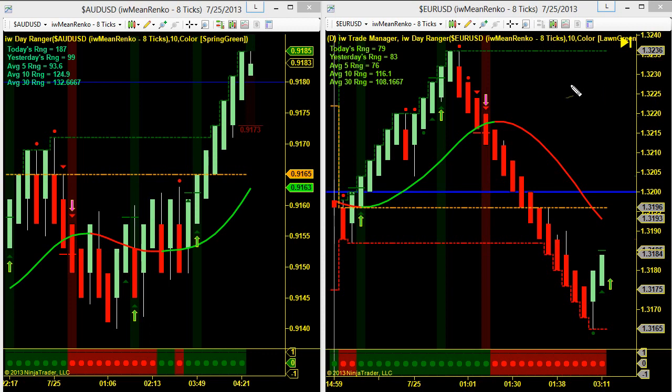Compared to the euro versus the USD over here, the current day's range, I apologize, is 79, and the 30-day average is 108. So this would tell me that, according to the 30-day average, the euro still has some room to run. If I were confronted with signals on both pairs, I would be inclined to choose the one that has not made its 30-day average.